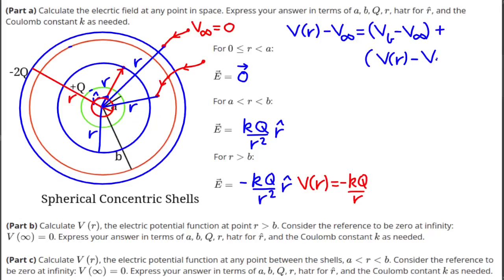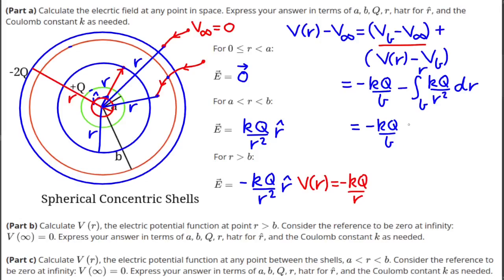minus V at b. Moving the charge from infinity to b is minus the work done by the electric field. We evaluated this integral, and this time we'll evaluate it at infinity and b. So we get minus kq on b, and then minus the work done by the electric field as we go from b to r. The electric field is kq on r squared, and we integrate from b to r. So that gives minus kq on b minus kq on r, evaluated at b and r.